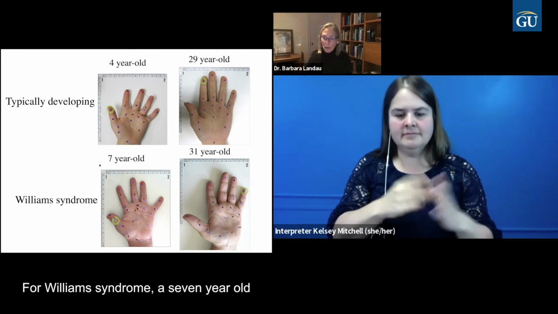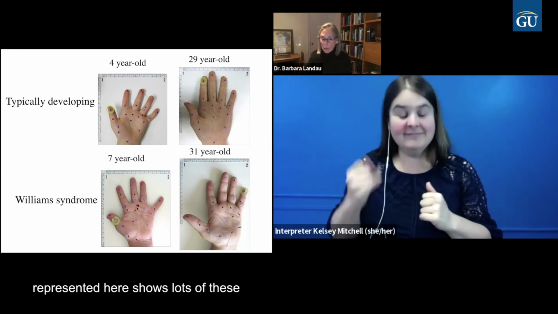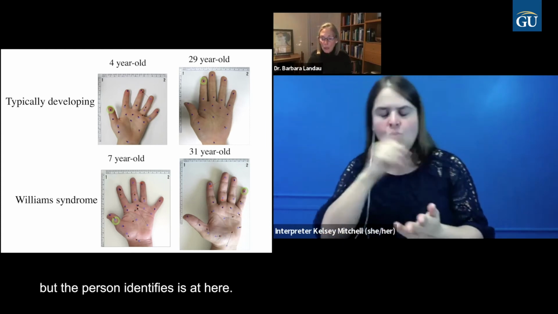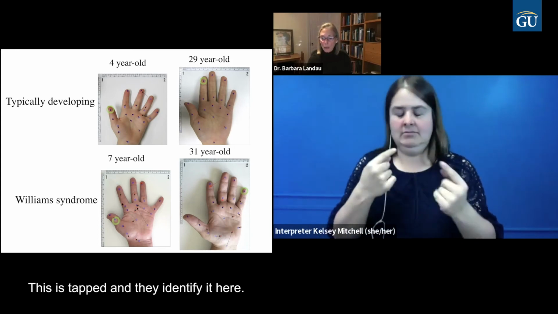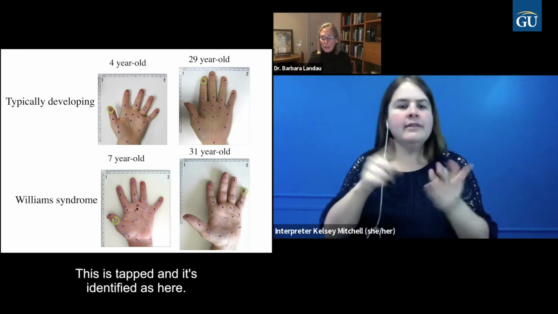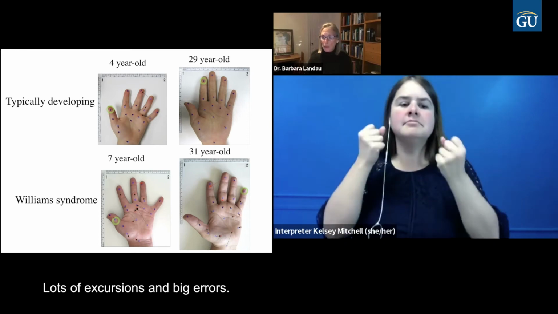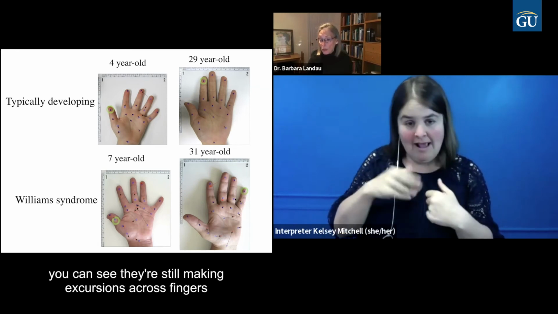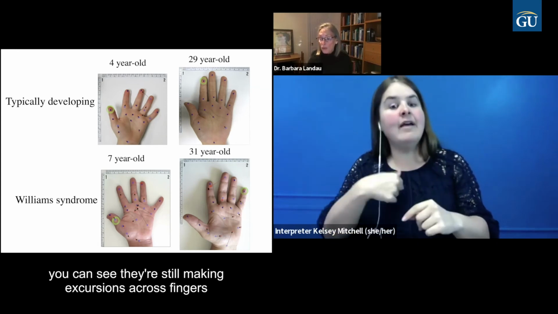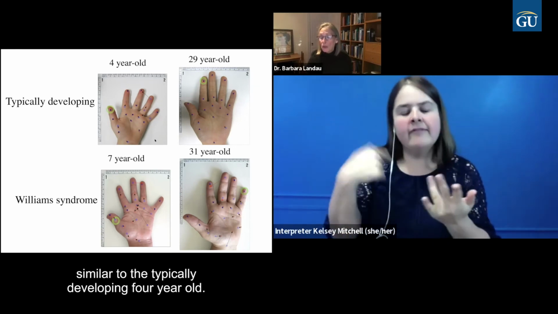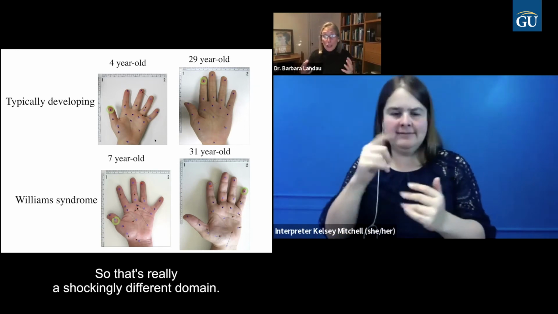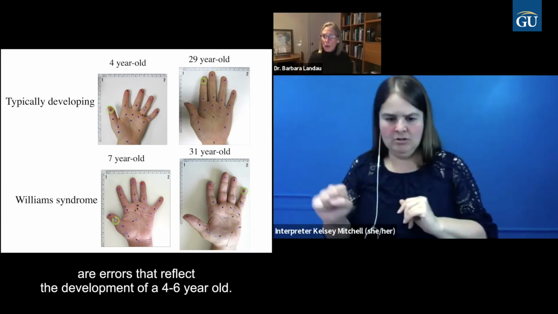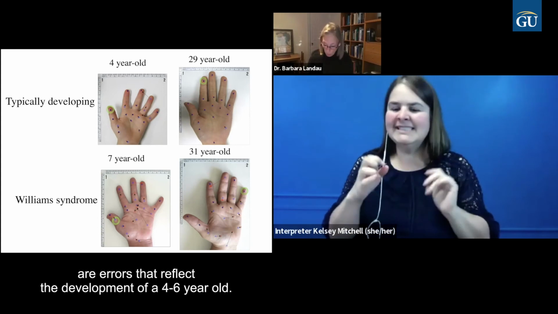For Williams syndrome, a 7-year-old represented here shows lots of these excursions where this finger is tapped, but the person identifies it here. This is tapped and they identify it here. This is tapped and it's identified as here. Lots of excursions and big errors. And if you look at the 31-year-old with Williams syndrome, you can see they're still making these excursions across fingers, similar to the typically developing 4-year-old. So that's really a shockingly different domain, but it's still showing this quantitative difference, that there are errors that reflect the development of a 4 to 6-year-old.